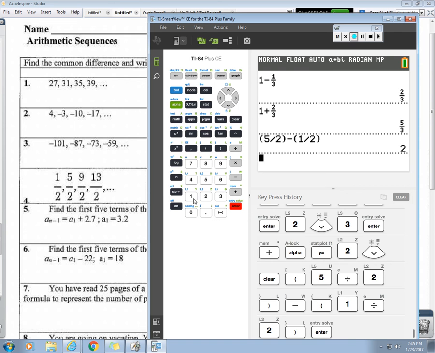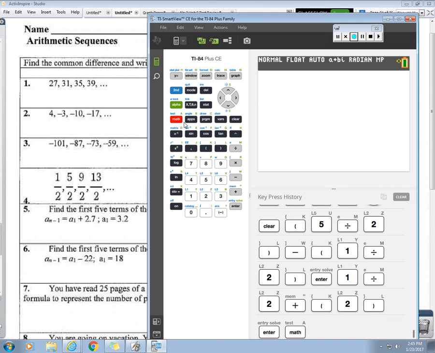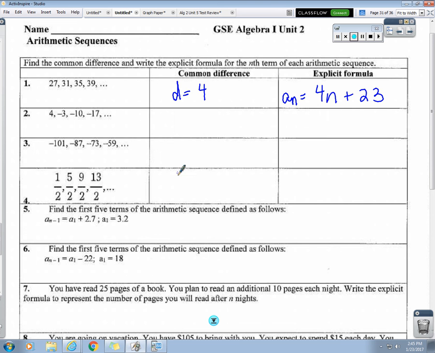Look, 1/2 plus 2 is 2.5, which is the same thing as 5 over 2. So they're going up by 2. The common difference is 2. So over here, I know it'll be a sub n equals 2n, because your common difference always goes beside the n. And then, what would this be? -3 over 2. Yeah, -3 over 2 is what it should be.